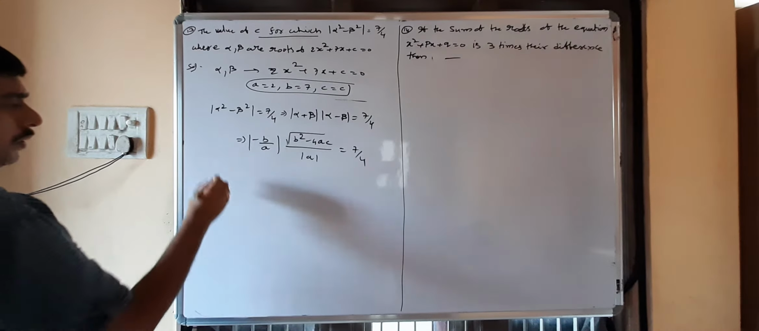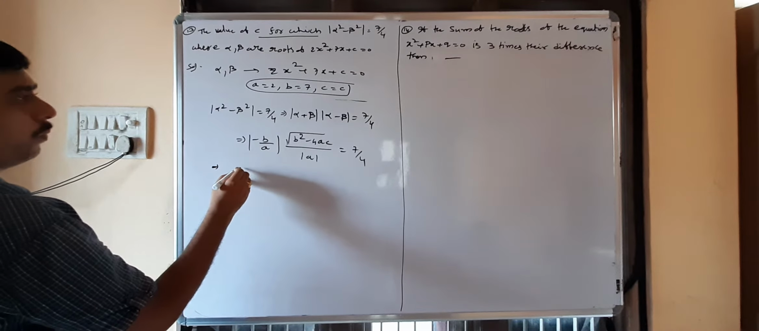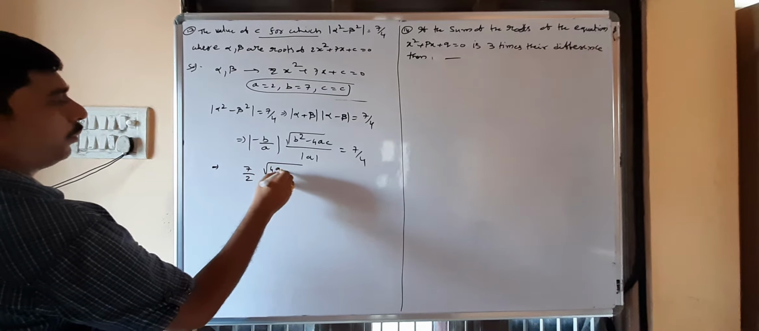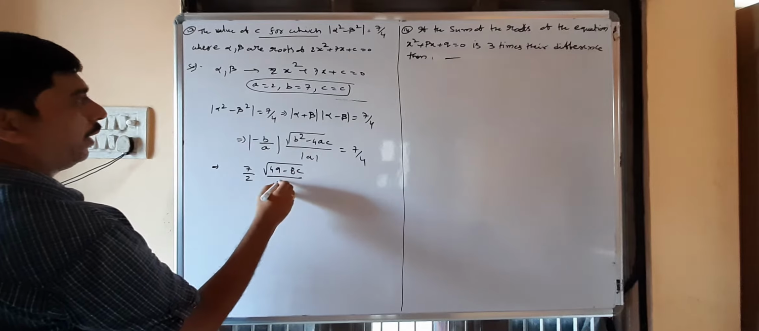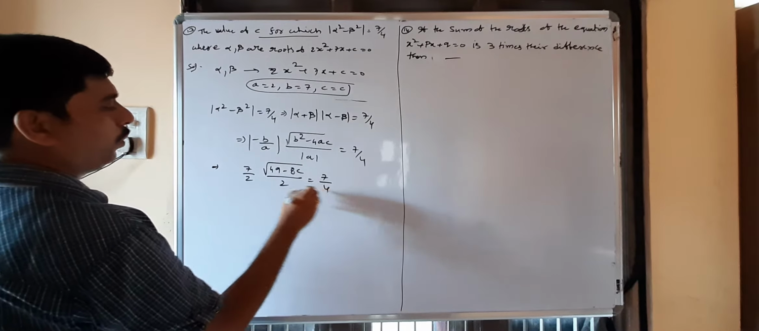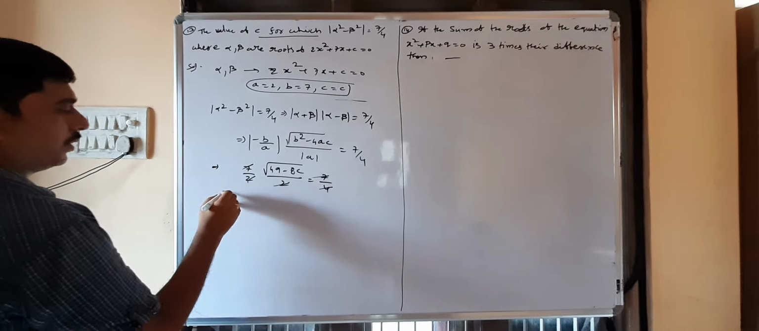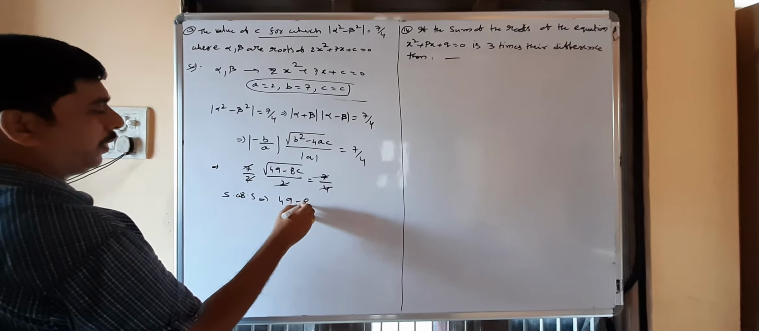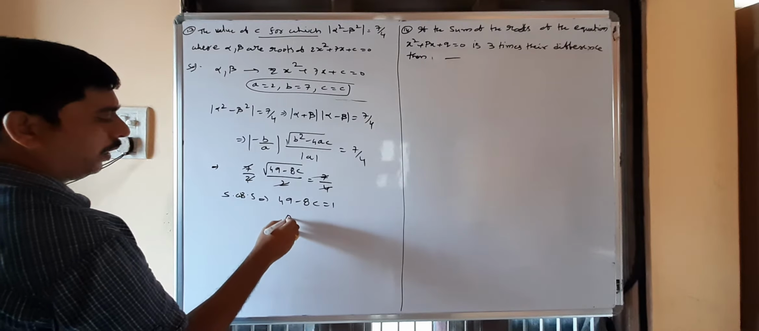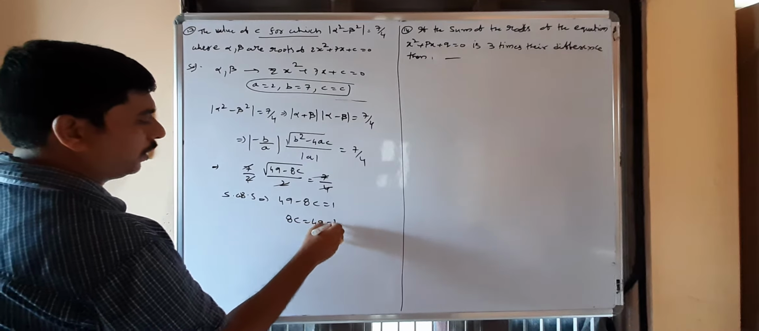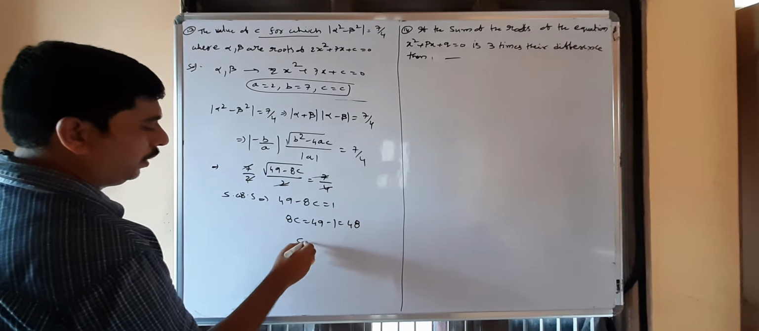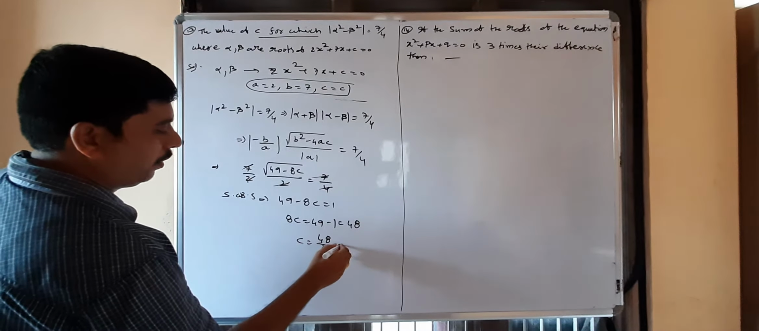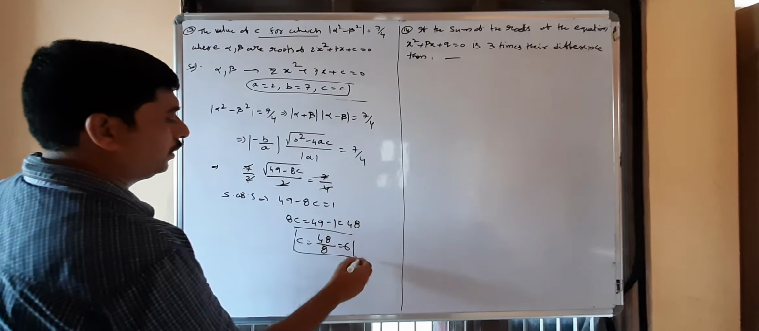Substitute the values, we get 7 by 4 equals 7 by 2 into root of b square, that means 49 minus 4ac, 8c, by 2 equal to 7 by 4. 2 2s are 4 cancel, 7 7 cancel, squaring on both sides: 49 minus 8c equal to 1. Then 8c equal to 49 minus 1, that is 48. c equal to 48 by 8, so c equal to 6.